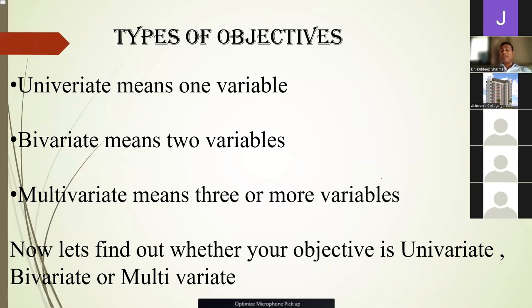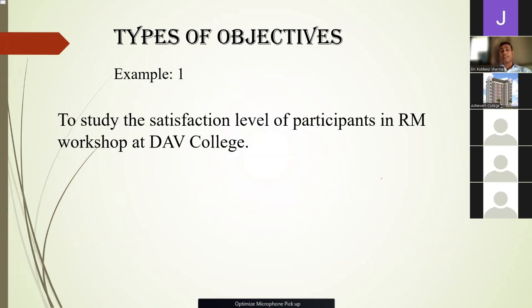Now, let's find out whether the objective which you are going to use for your study has which type of setting, which type of objective you have. I have to say whether it is univariate, bivariate, or multivariate. We will see an example. Example number one: to study the satisfaction level of a participant in a research methodology workshop at DAV College. Anybody from your side would like to attempt?